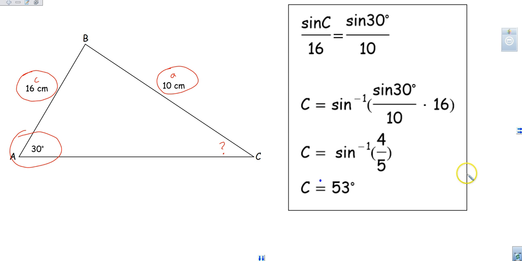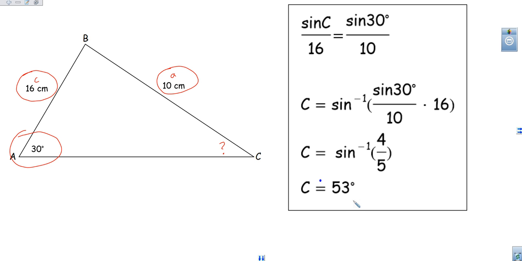Now I already have the full solution here. What I've done a little bit differently is this step right here. Normally I wouldn't ask you to figure that out, but inside our brackets here, inside our sine inverse, it actually ends up giving us 4 over 5 or 0.8. So the sine ratio is 4 over 5, and that gives us a 53-degree angle for C.